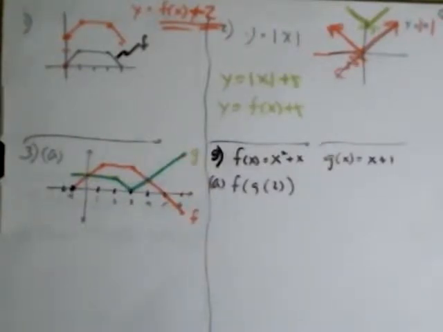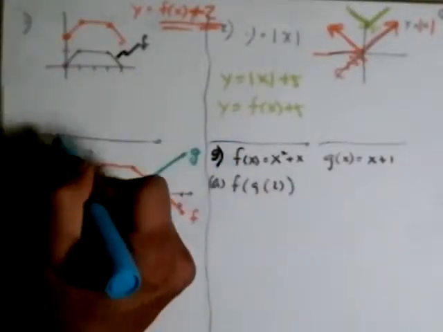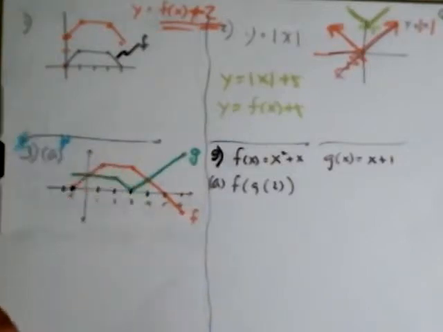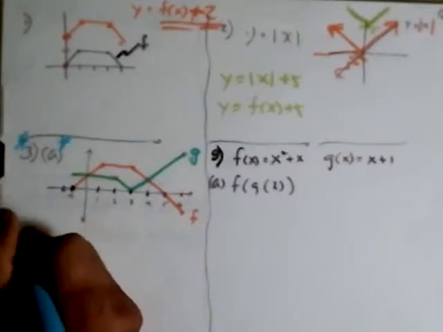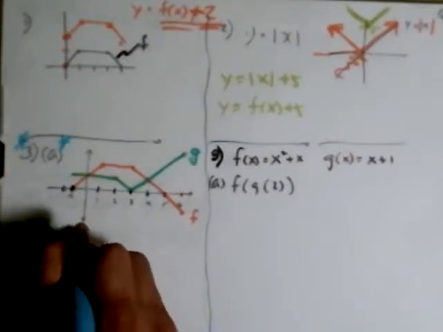So there's your g function, and this is a little bit difficult, so you're going to have to spend a little bit of time. Let's look at what this says. Part A says find f of 1 minus g of 1. Find f of 1 minus g of 1.